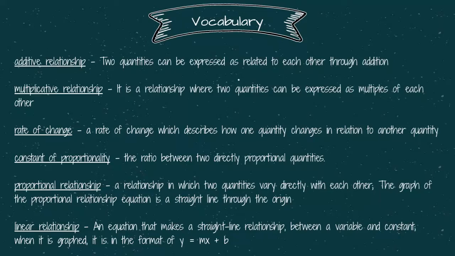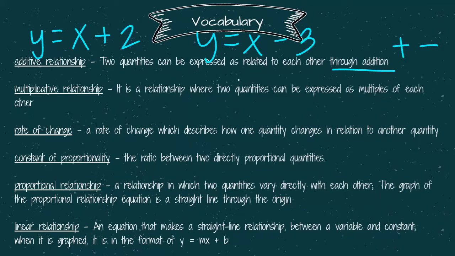Now, first, let's look at our vocabulary. Our first word is additive relationship. So now the first thing that I'm thinking of is addition. So these are going to actually be two quantities that are expressed or related to each other through addition or subtraction. So these are kind of those additive relationships that you saw in 6th grade, something that might look like y equals x plus 2 or y equals x minus 3.